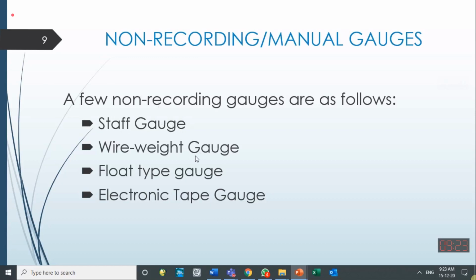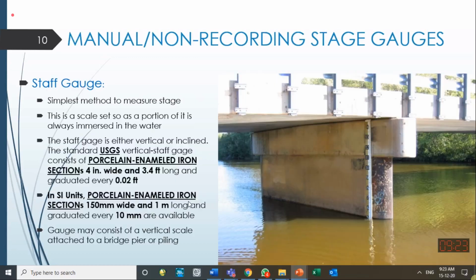So one is the staff gauge, one is the wire weight gauge, one is the float type gauge, one is the electronic type gauge. Staff gauges are simply wooden or metallic pieces with graduations marked on them. Graduations can be in meters or in feet, and there is a standard staff gauge recommended by USGS. USGS is what? United States Geological Survey.